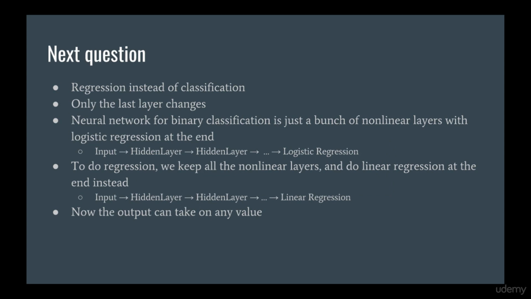This next quiz question involves using neural networks for regression instead of classification. The trick is to remember that a neural network for binary classification is just a bunch of nonlinear layers with a logistic regression layer at the end. So to do regression, all we need to do is keep the nonlinear layers, but put a linear regression layer at the end. In this way, the output prediction is not bounded between 0 and 1 and can take on any value.